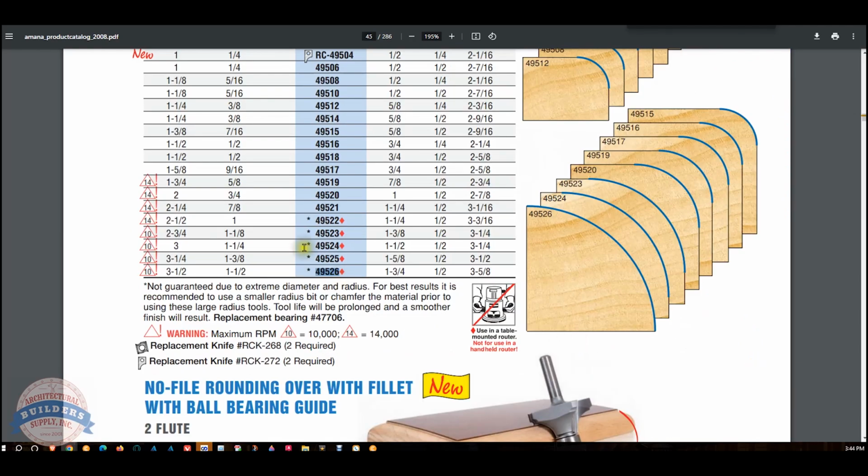So what we'll do is let's switch back to the screen, the camera view. I'll show you the bit, and we'll wrap up this video.